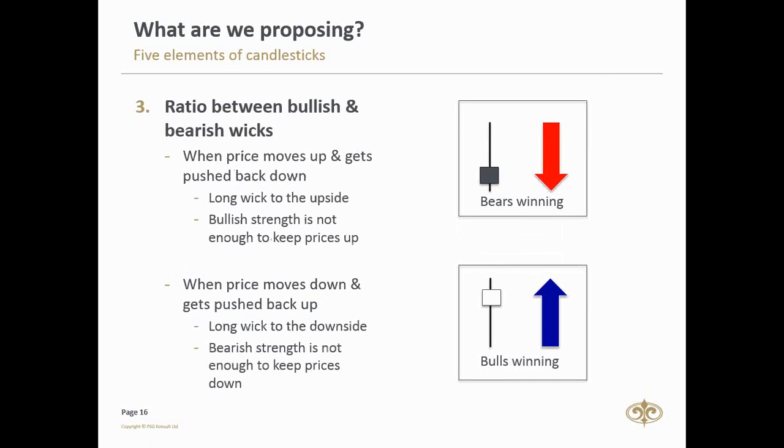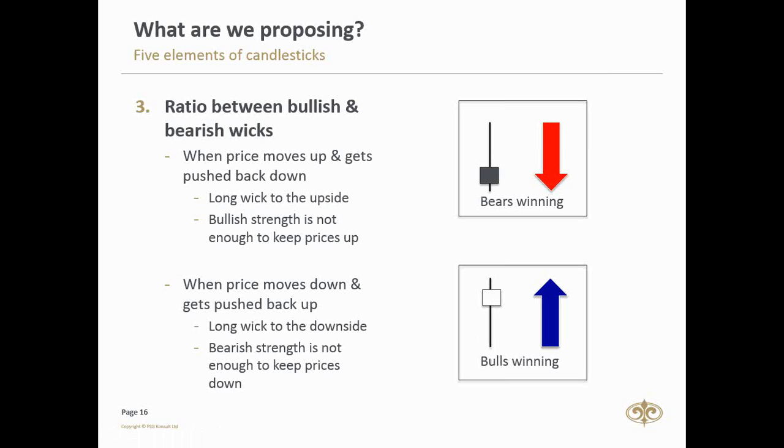Next, the ratio between the bulls and the bears, the wicks. Okay, in this scenario, when the price moves up and gets pushed back down, this leaves a long wick. It's very similar to what I said just now. Bullish strength is not enough to keep prices up, and that's obviously where the bears are overcoming the bulls. With a long wick to the downside, the bearish side tried to push the price down, but obviously it wasn't enough to keep prices down.